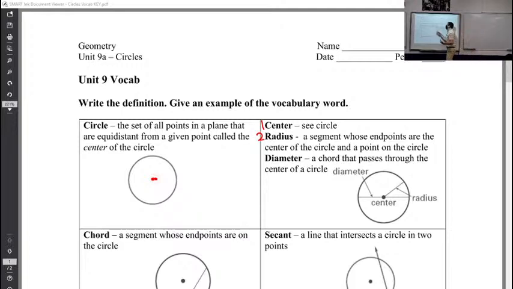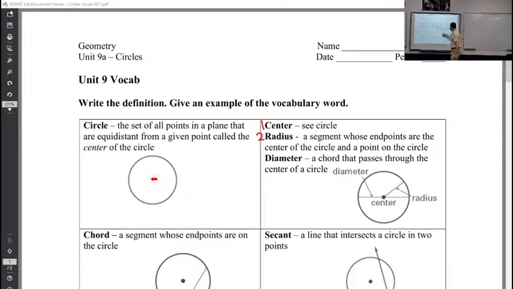So for a circle, we need two things. We need a center and we need a radius. Diameter goes all the way across. That's our recap of what we've done so far. I'm going to recap these every little bit of time so that we don't get overwhelmed here.